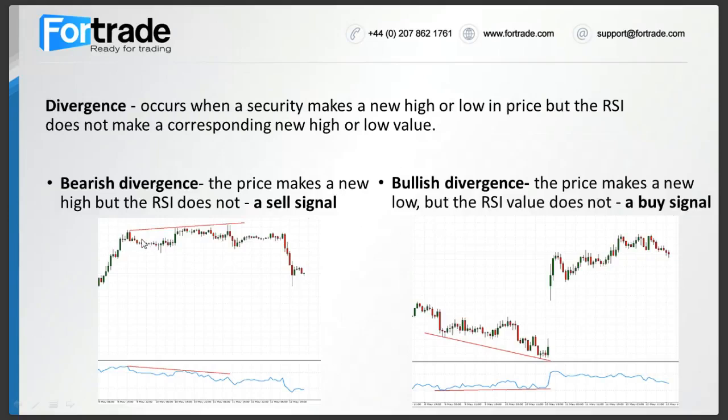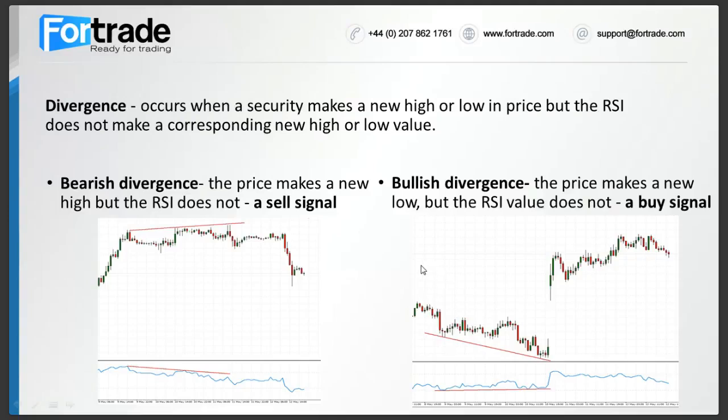Here, a bearish divergence is when price makes a new high, but RSI does not, so it is taken as a sell signal. So we have the price going up and the RSI going down. This is our sell or bearish signal.